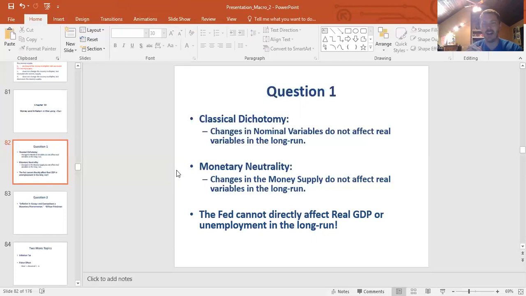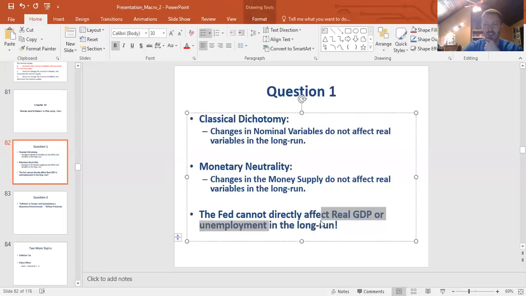The Fed can't simply come out and put more money in the system and expect real GDP to be permanently higher, or expect unemployment to be permanently lower. Nothing like that can happen. The Fed cannot directly affect real GDP or unemployment in the long run. That's really, really important to remember. Now, there's two weasel words in there. Can you pause the video and pick out the two weasel words? The first weasel word is in the long run, right?